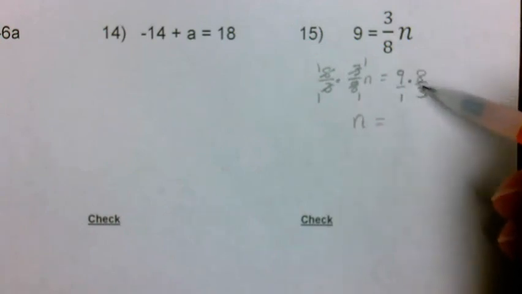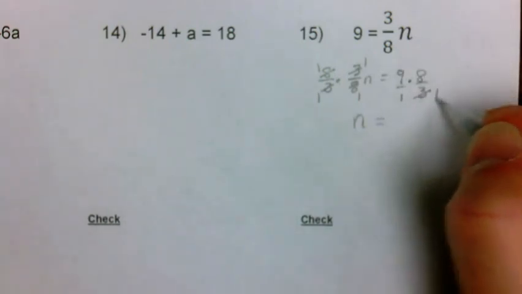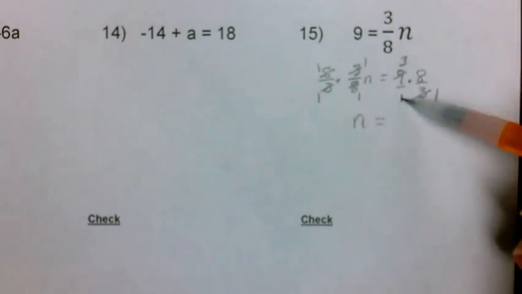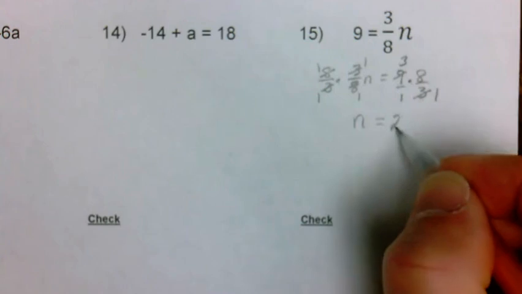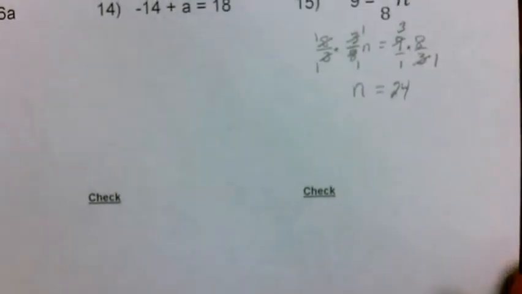9 over 1 times 8 over 3. You can simplify with the 9 and the 3. Their common factor is 3. 3 goes into itself once. 3 goes into 9 3 times. 3 over 1 times 8 over 1 is 3 times 8, which is 24. N equals 24. Let's make sure by doing our check that n is 24.